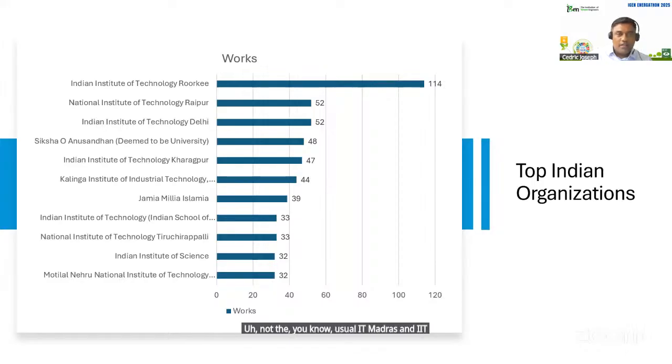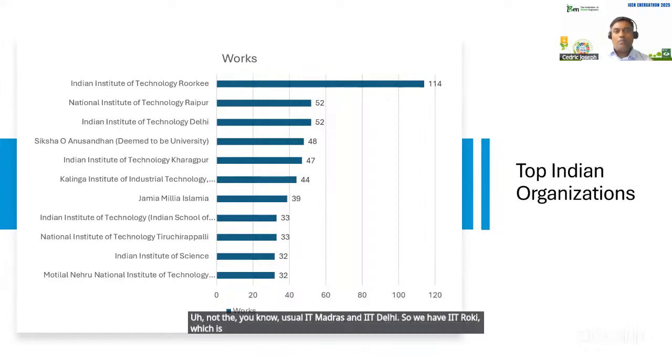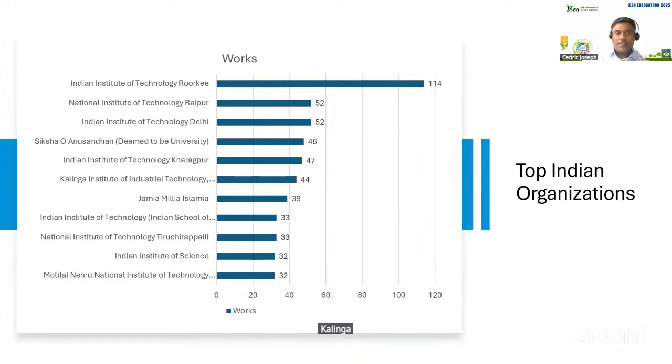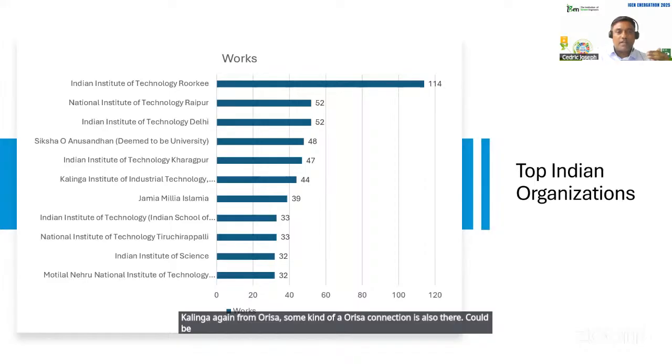So we have IIT Roorkee, which is India's top organization for research outputs for power system protection. Then we have IIT Raipur. These organizations are contemporary IITs set up in the last 10 or 15 years. Then we have IIT Delhi, SOA from Orissa. Then we have IIT Kharagpur, Kalinga again from Orissa. Some kind of an Orissa connection is also there. Could be some government initiatives that are driving that.